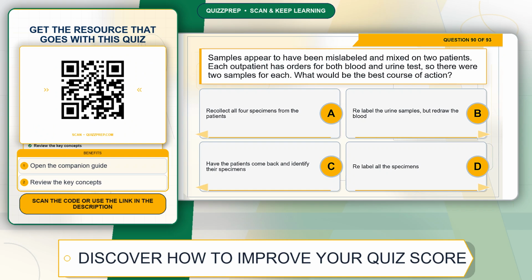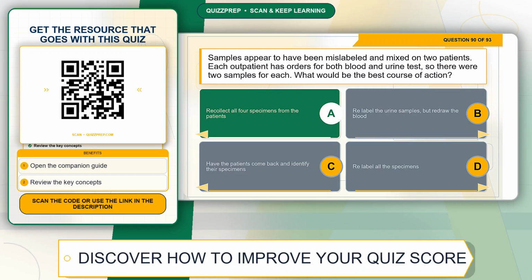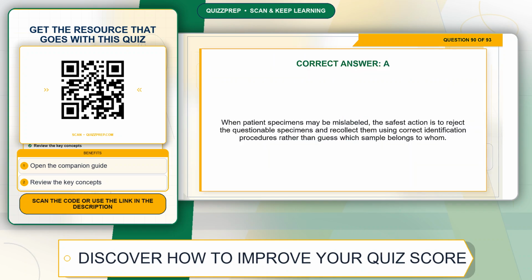Question 90. Samples appear to have been mislabeled and mixed on two patients. Each outpatient has orders for both blood and urine test, so there were two samples for each. What would be the best course of action? Option A, recollect all 4 specimens from the patients. Option B, relabel the urine samples, but redraw the blood. Option C, have the patients come back and identify their specimens. Option D, relabel all the specimens. The correct answer is option A, recollect all 4 specimens from the patients. Explanation. When patient specimens may be mislabeled, the safest action is to reject the questionable specimens and recollect them using correct identification procedures rather than guess which sample belongs to whom.